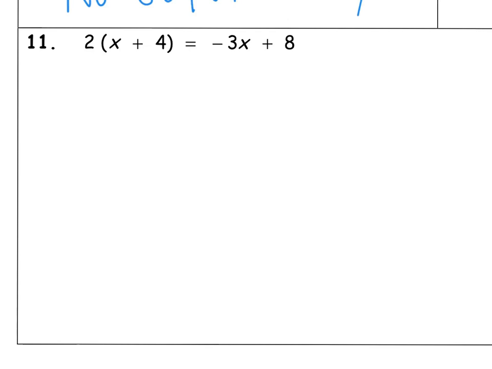Great job hanging in there. We're almost done. This is the last one, I promise.